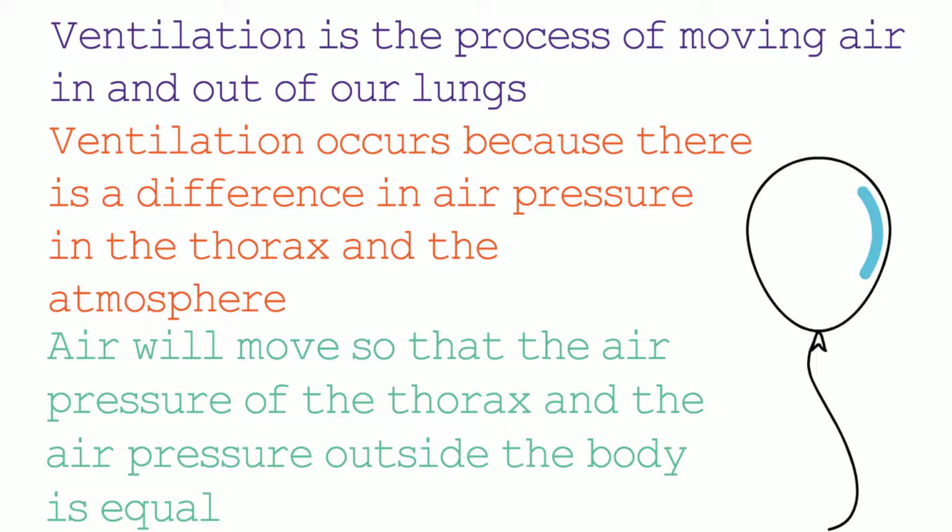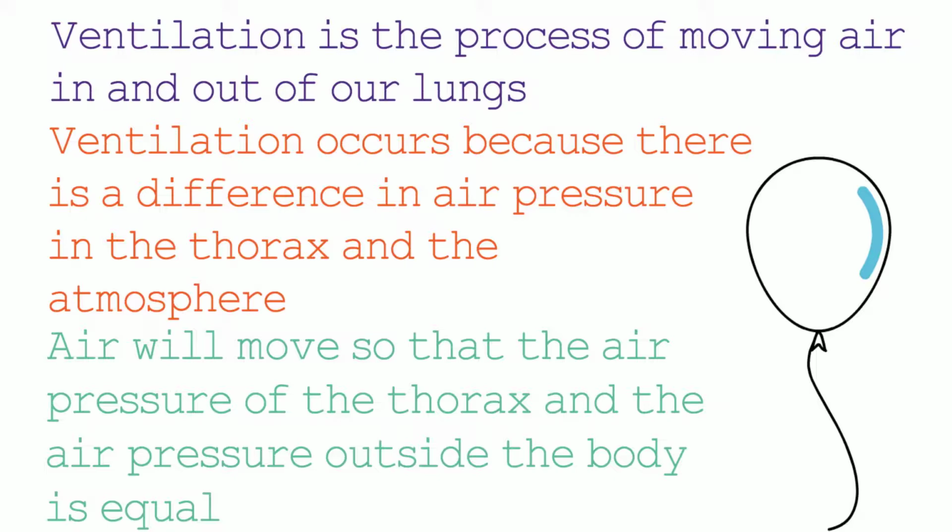Now let's bring ventilation back to the human body. There are two different types of ventilation in the human body. We have inhalation and exhalation. Inhalation is the process of bringing air inside the lungs. It happens when the air pressure of the thorax is lower than the air pressure outside the body. Exhalation is the process of air leaving the lungs. It occurs when the air pressure in the thorax is greater than in the atmosphere.